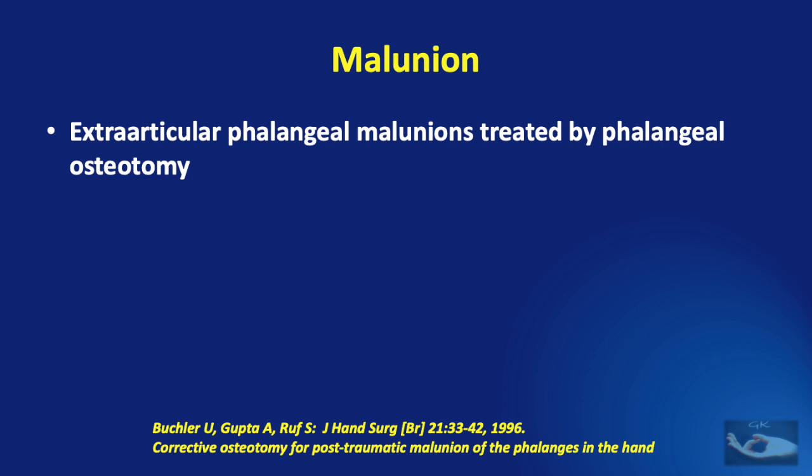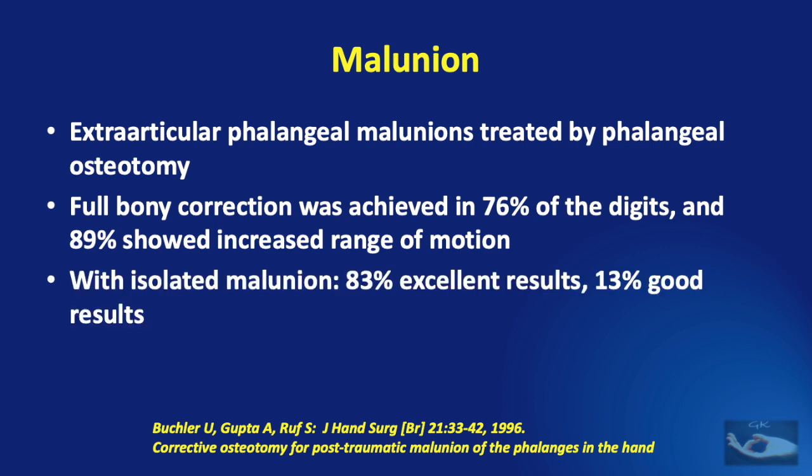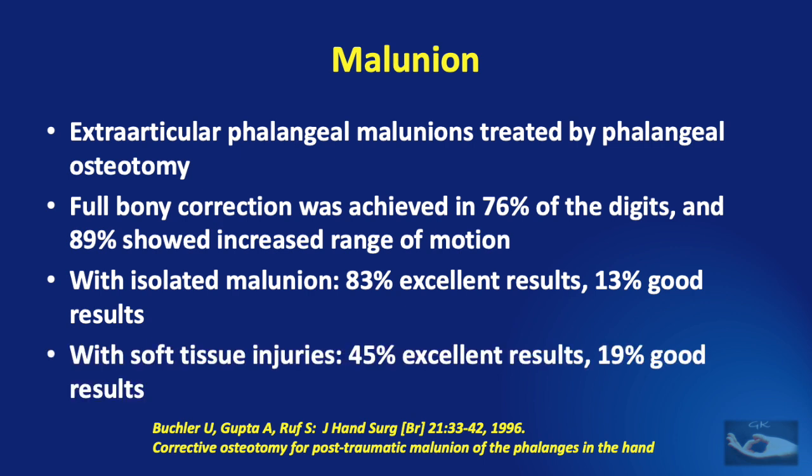As we have seen, phalangeal osteotomy plays an important role in the treatment of extra-articular phalangeal malunions. A particular study showed that full bony correction was achieved in 76% of the digits that were operated on, and 89% showed increased range of motion. With isolated malunion, 83% excellent results were seen, but when there were associated soft tissue injuries, only 45% excellent results were obtained.